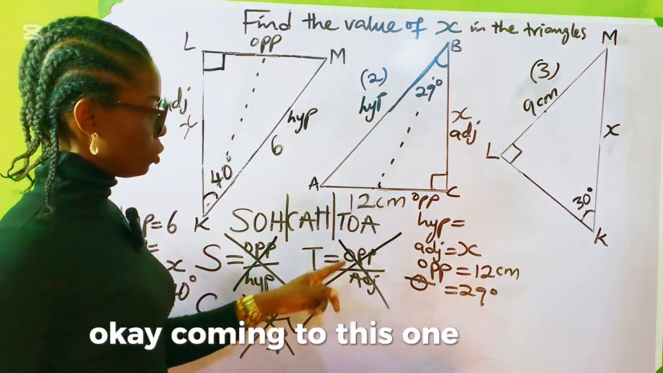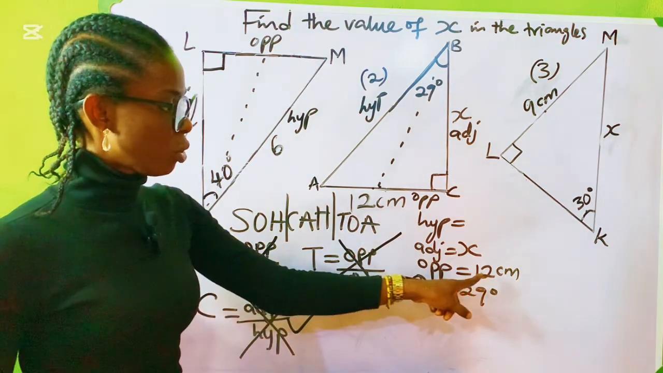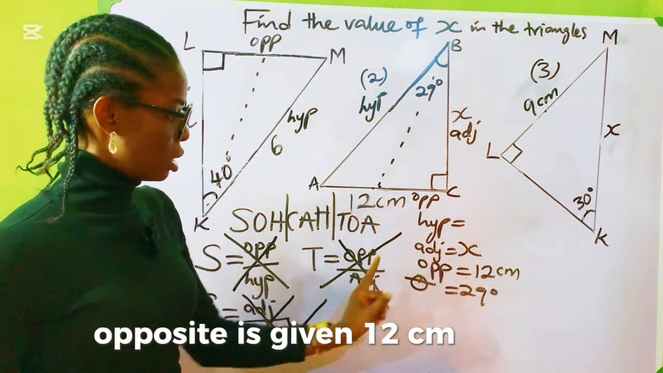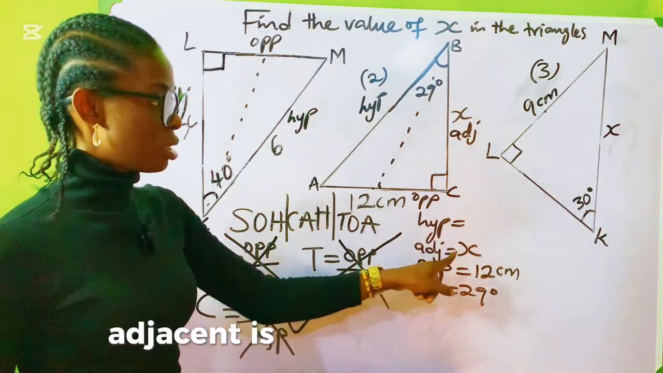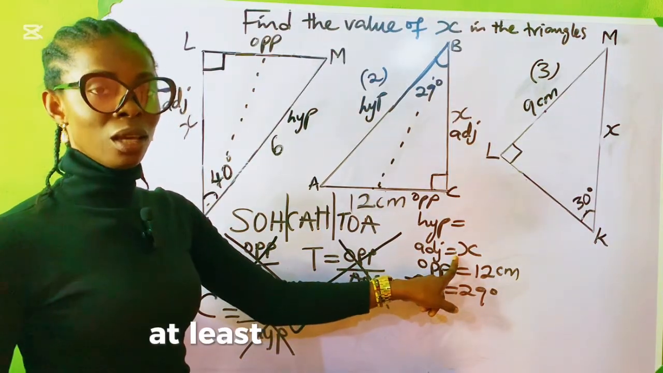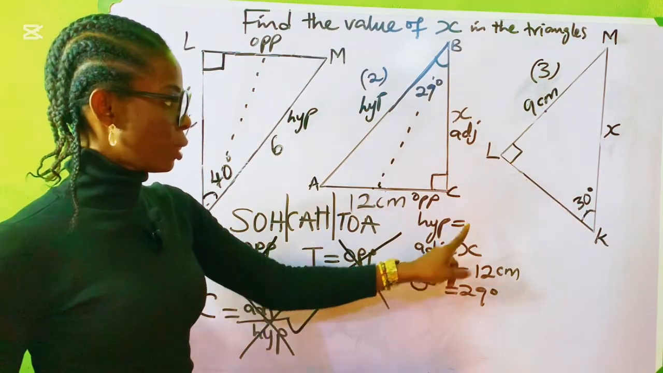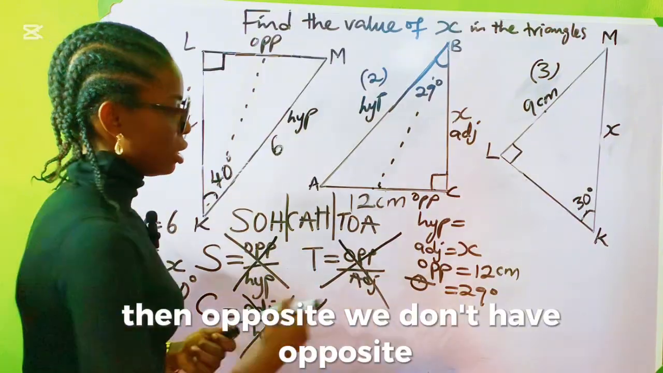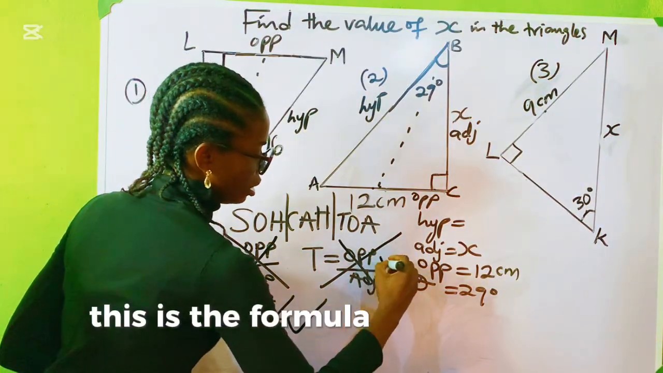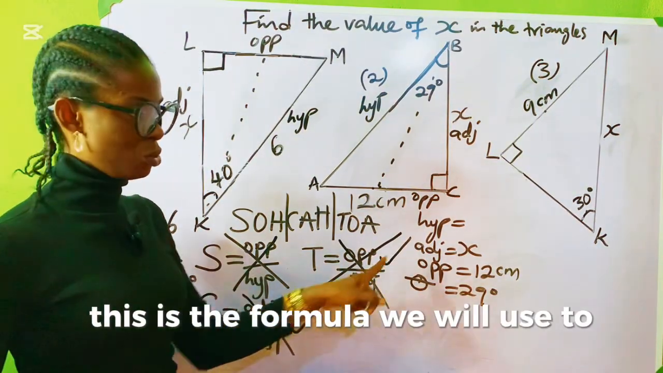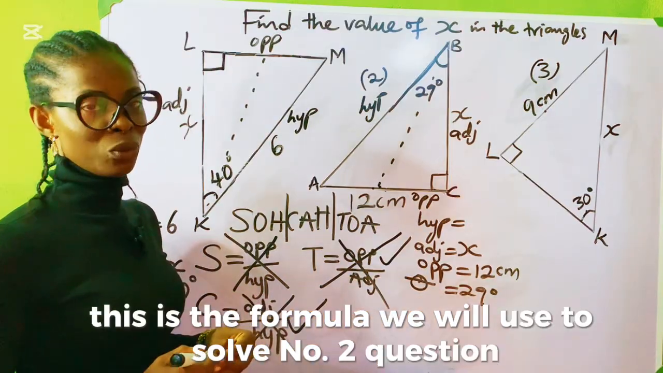Coming to this one, opposite is given, 12 cm. Adjacent is given but unknown. At least a value was given. Then hypotenuse, we don't have hypotenuse. Therefore, this is the formula we will use to solve number 2 question.